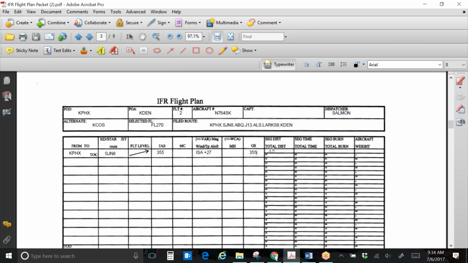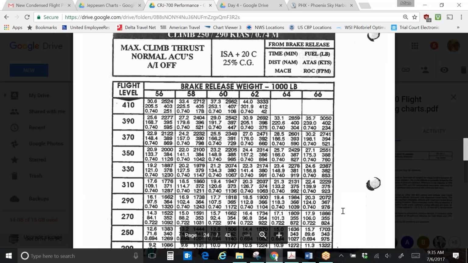So we know our total distance here was 106. Time was 17.9, and our burn was 1,886. Now just make sure I got those right. Let's go back and take another look. 17.9 minutes, 1,886 pounds of fuel, 355 on the speed, and 106 on the distance. Okay, so we got that all in there.